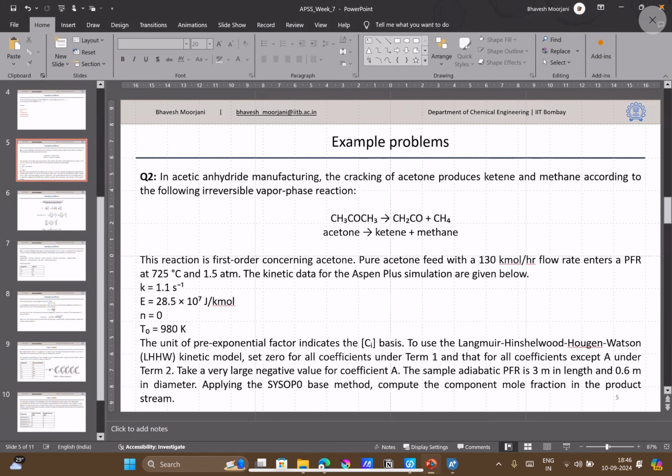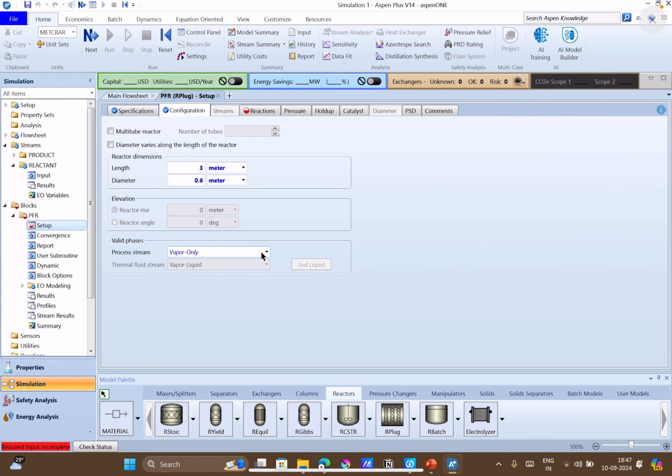Now the phase. Here one thing to take care of is what will be the phase of the reaction. So here we have different options, whether the process streams are in the vapor phase, liquid phase, or vapor-liquid, and this selection will affect our calculations also. So you have to be very careful when you are selecting this.